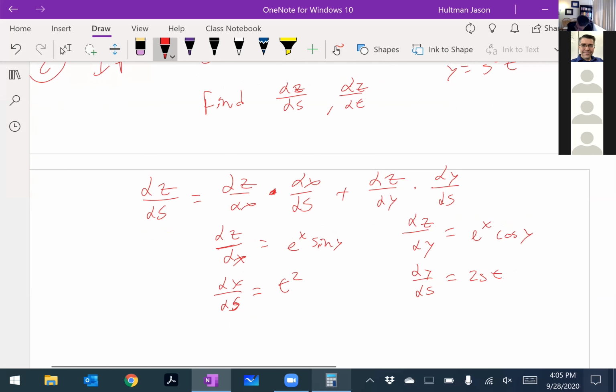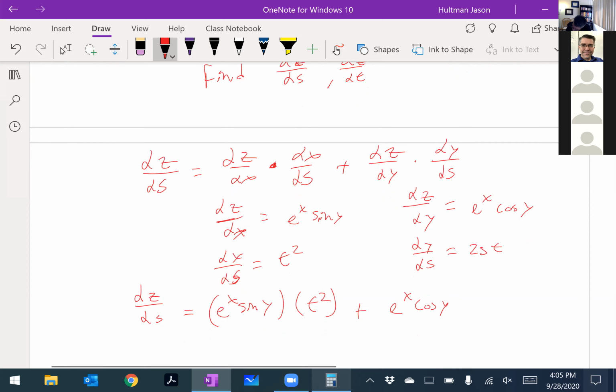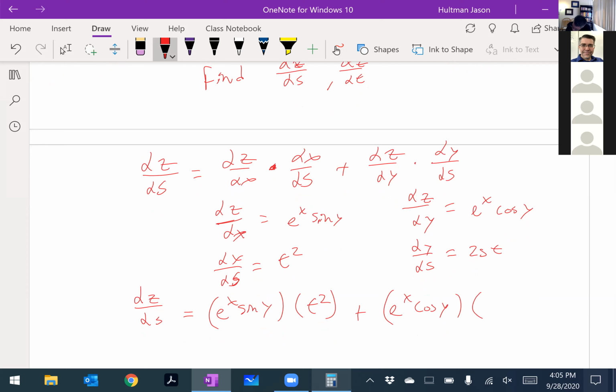Okay, now let's put it all together. So the partial of z with respect to s is equal to dz dx, which is e to the x sine y, times dx ds, which is t squared, plus dz dy, which was my e to the x cosine y, times dy ds, which is 2st.